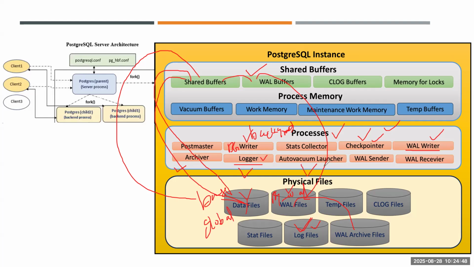And Autovacuum, WAL sender, WAL receiver, we'll talk about in the upcoming classes. And there is a stats collector. These are all background processes. Five to six are continuously running in the background to fulfill all our requirements. One more thread is called the stats collector.